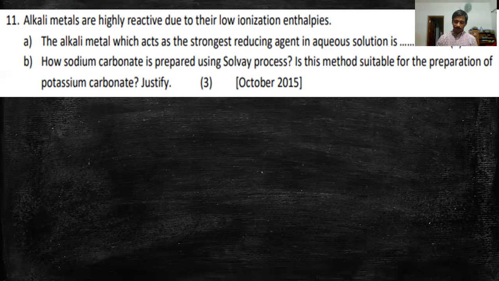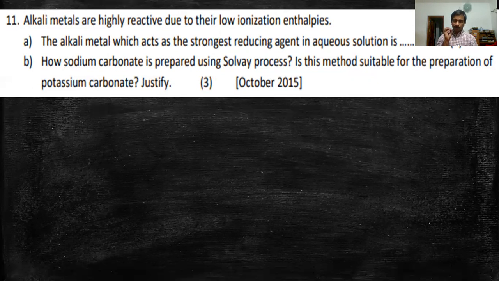Ammonia is passed through sodium chloride solution, brine solution, and carbon dioxide is passed. Ammonia will react with carbon dioxide to form ammonium carbonate first, then changes to ammonium bicarbonate. Ammonium bicarbonate reacts with sodium chloride to form sodium bicarbonate. That is precipitated and separated by filtration. Then on strong heating, sodium carbonate will be produced.